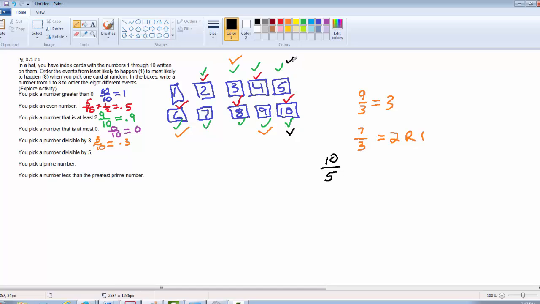So if I look at these two right here in black, that means I have 2 out of 10, which is 0.2. Make that a little clearer.